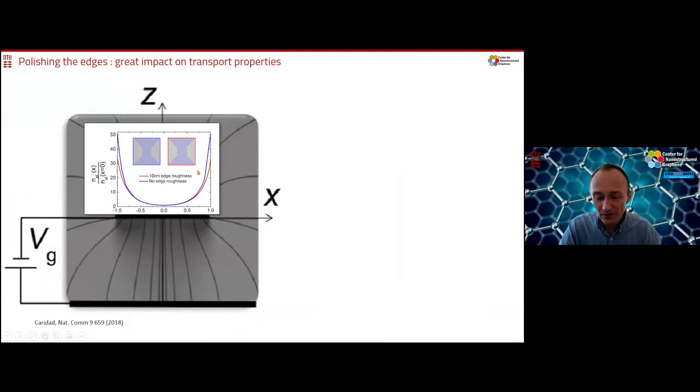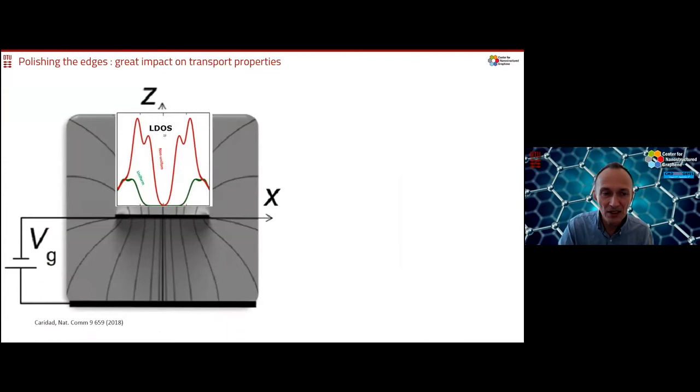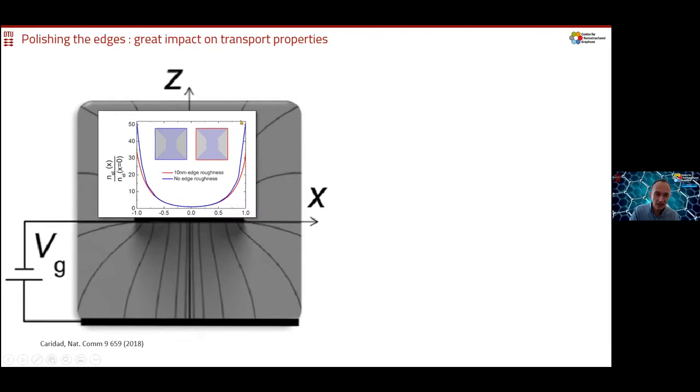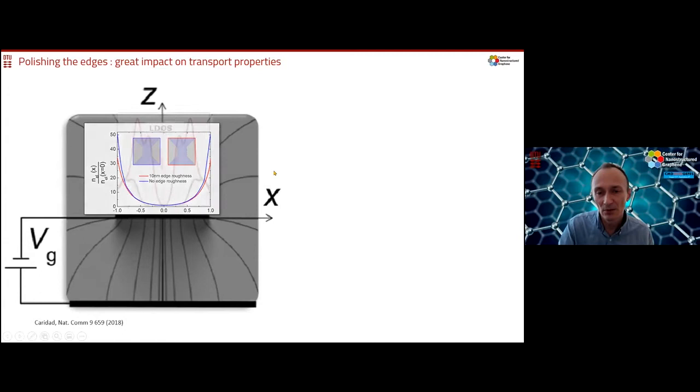It's also particularly serious for the quantum Hall effect, where you have edge currents going along the edges. What you can see here are theoretical calculations showing that the edge accumulation depends strongly on whether the edges are rough or not. You have a much more spiky charge accumulation when the edges are smooth than when they are not.